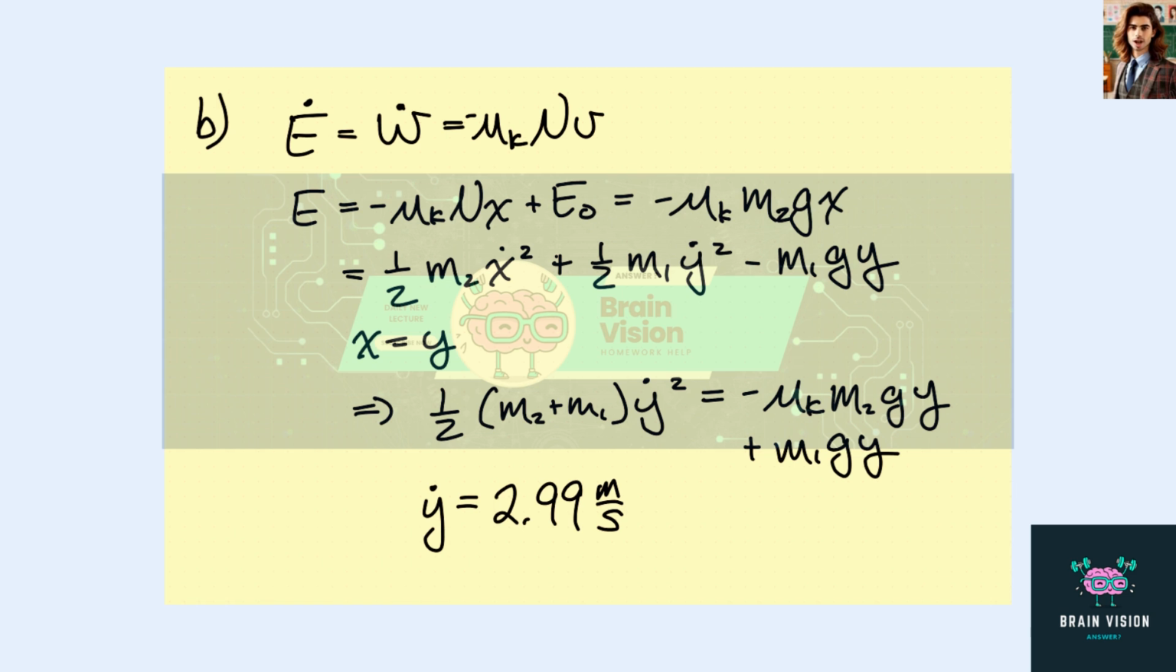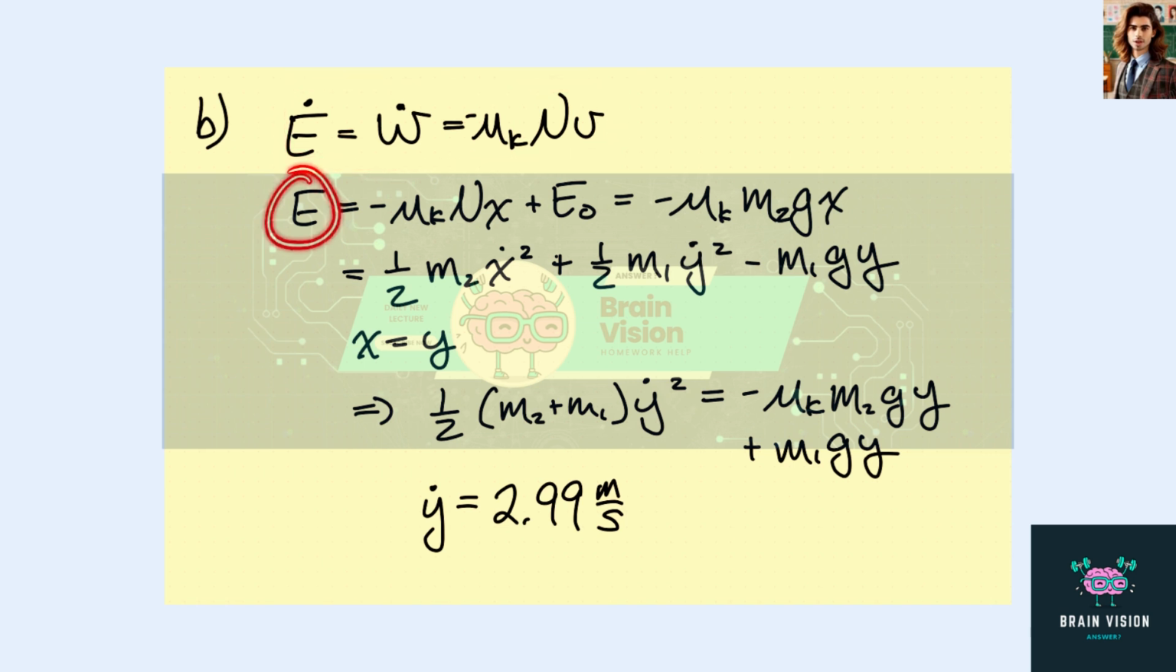But if you use work, we know that the rate of energy change in the system must equal the rate of work done on the system. And that rate of work done is from the friction force. So here's the friction force times the velocity. So this is the power being dissipated by friction. And then it's a negative because it's taking energy out. So we can integrate this.